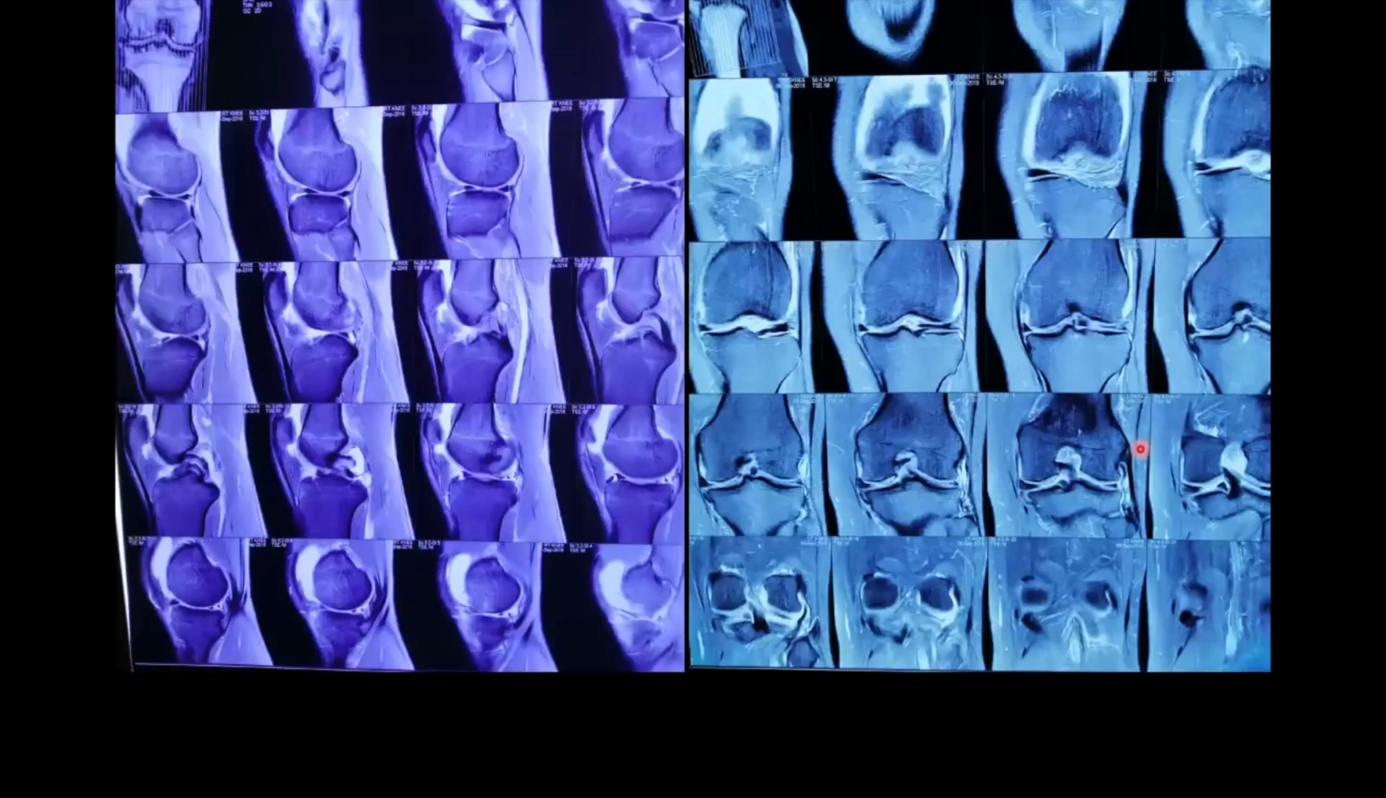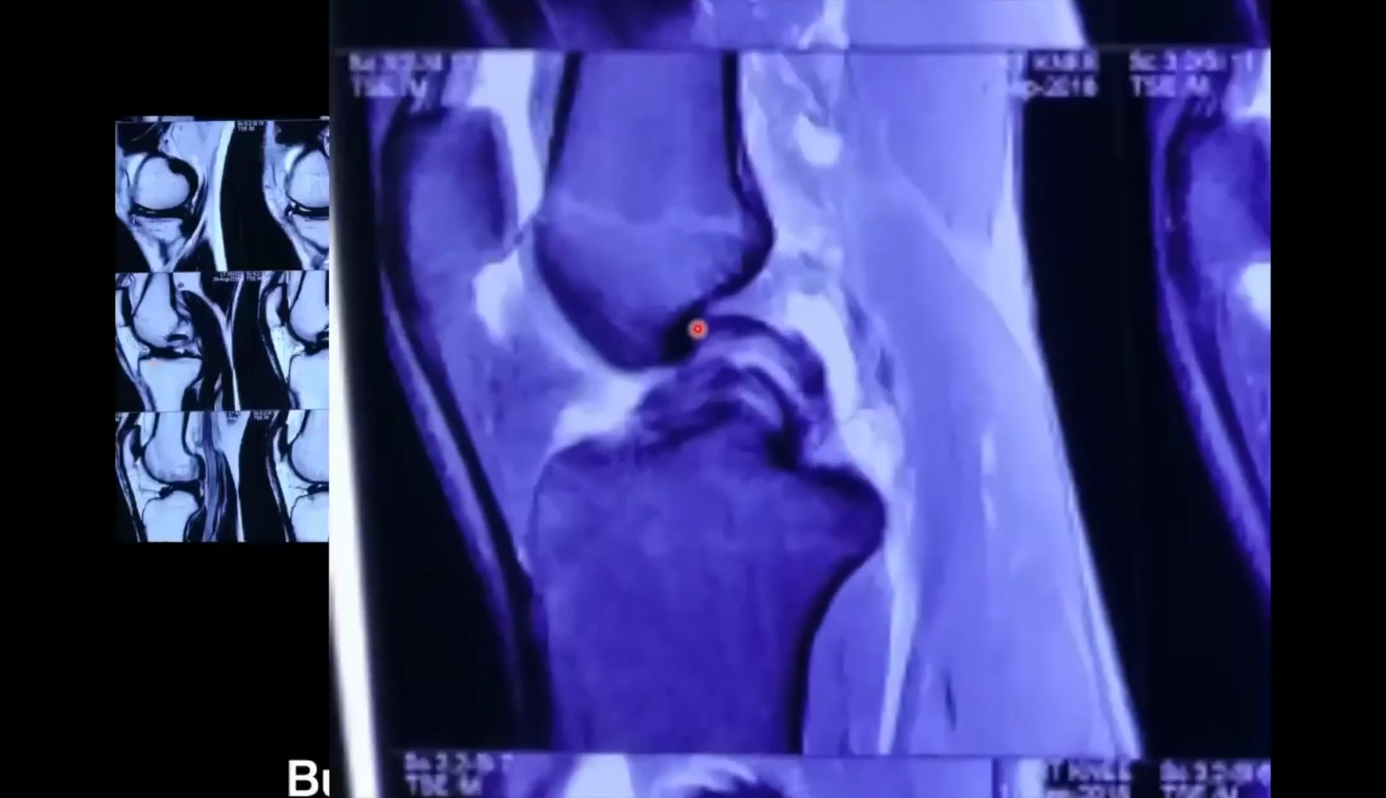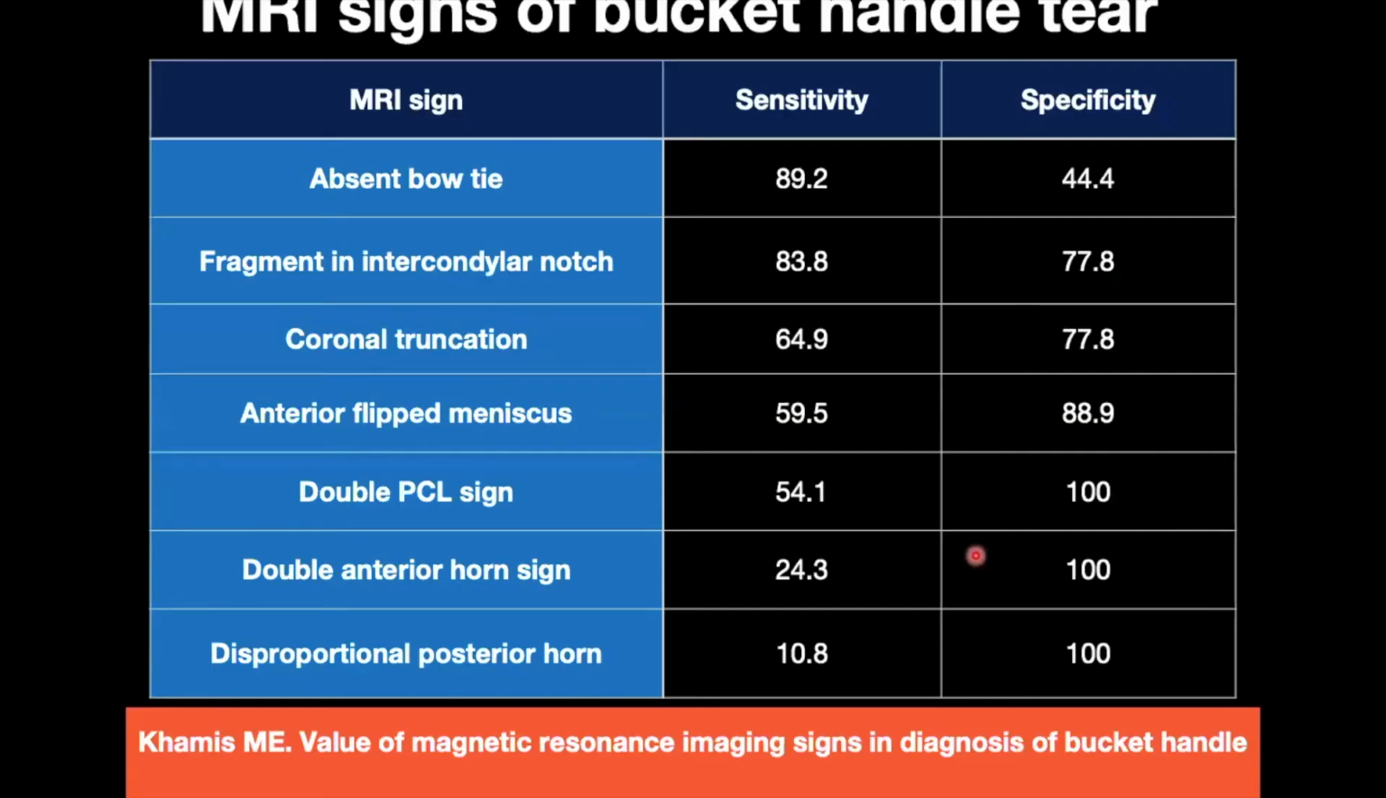This is the MRI picture showing complete absence of ACL, that is the direct sign of ACL tear, and we can see it in this image. This is the PCL shadow, and underneath it there is something like another PCL. This is called double PCL sign, and this is pathognomonic of medial meniscus bucket handle tear. There are many other signs besides the double PCL sign, and their sensitivity and specificity are mentioned in this diagram.